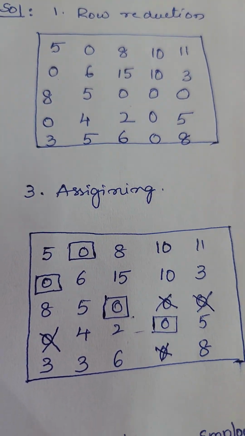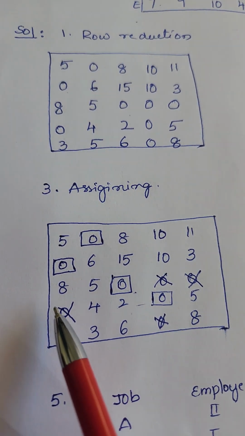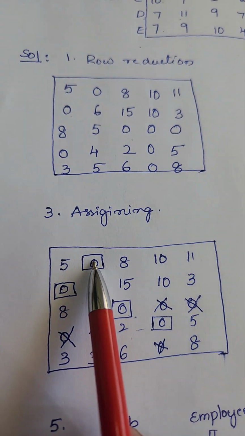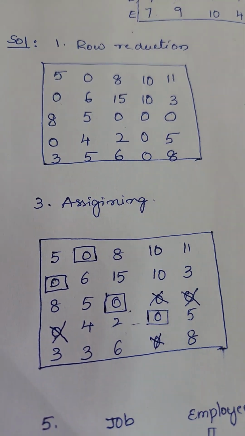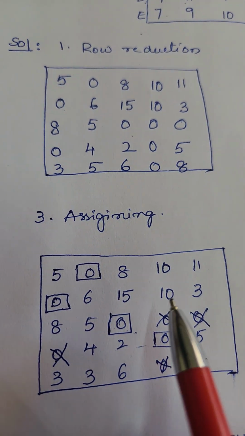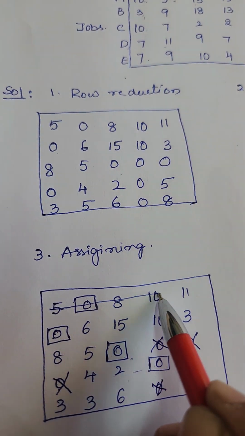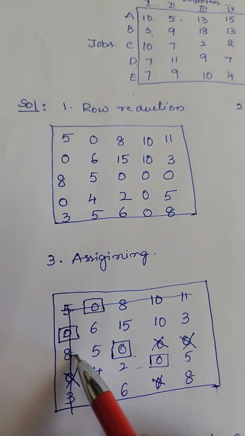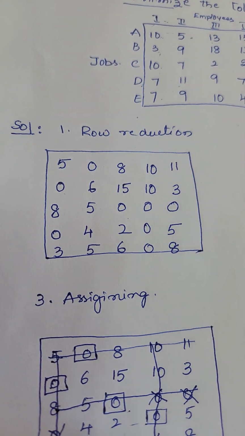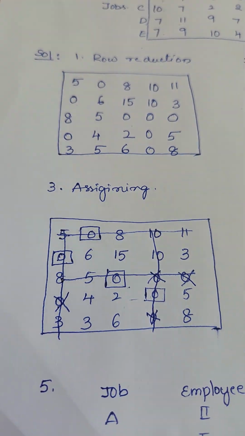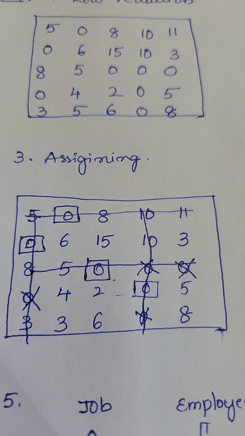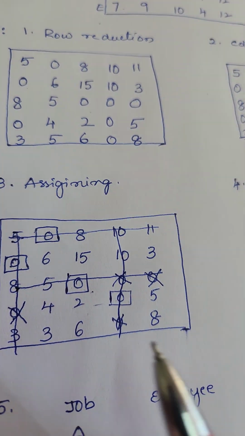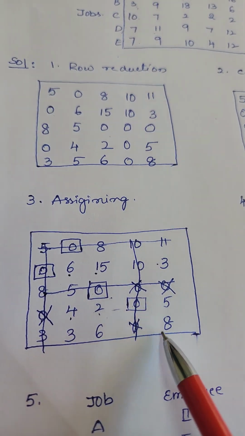For that process, first what we need to do is cover all these assigned and striked off zeros with minimum lines. Cover all these striked off and assigned zeros with minimum lines. Now I am covering, see. So all the striked off zeros and assigned zeros are covered. Now here there are some elements which are uncovered: 6, 15, 3, 4, 2, 5, 8, 3, 6.